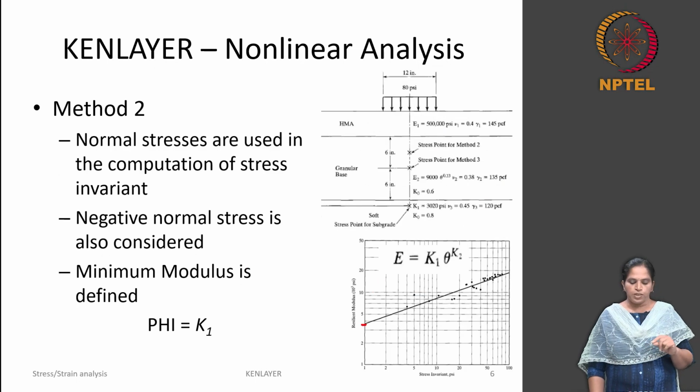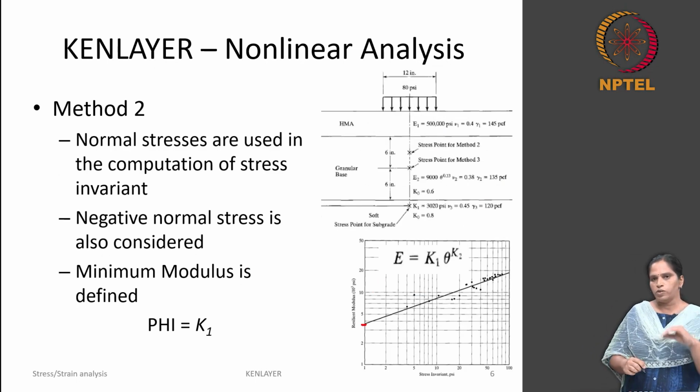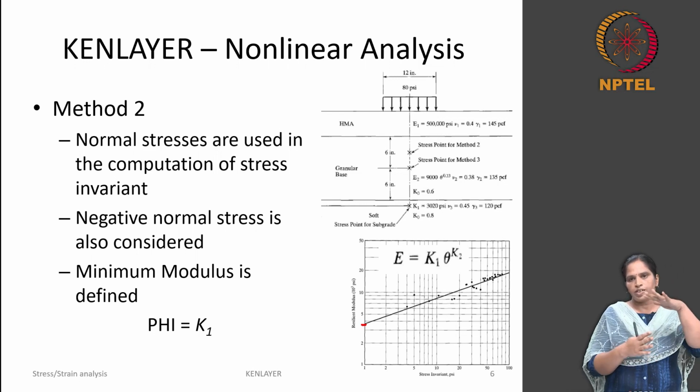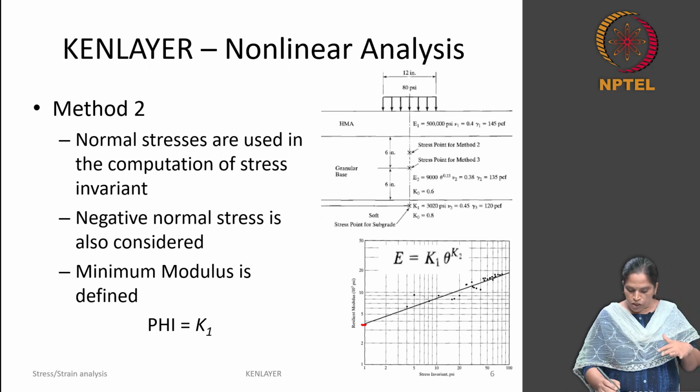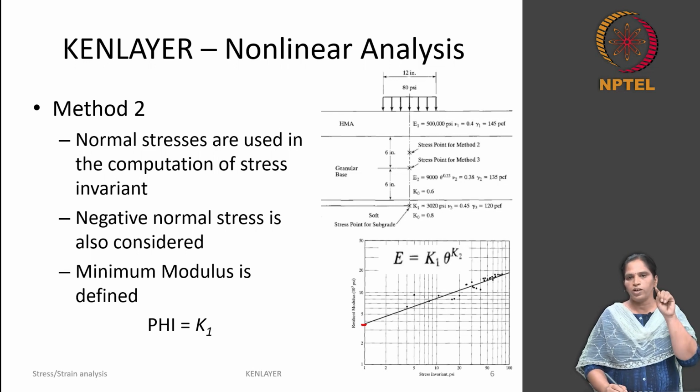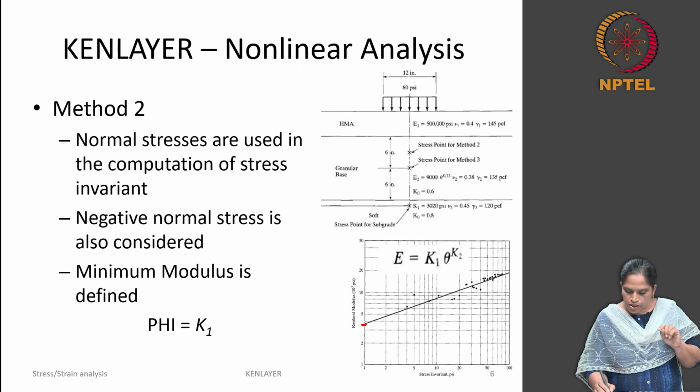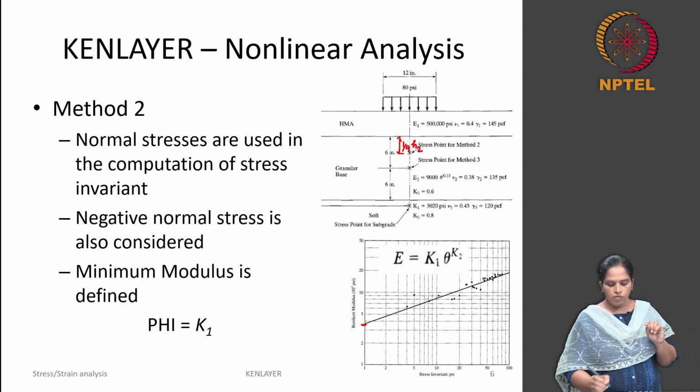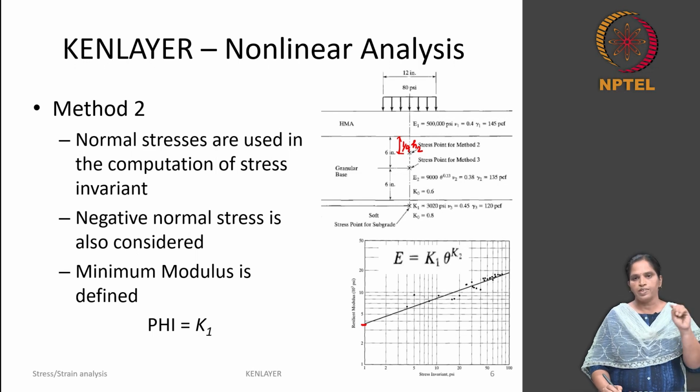In the second approach, the base layer is not divided into sub-layers. The entire base layer is considered as a single layer. Now the next question is at which point we are going to determine the stress and then the modulus value. The second method uses the stress point at 1/4 of the height of the base layer. So, if H2 is the height of the base layer, 1/4 of the height of the base layer is considered as the stress point for determining the modulus value.